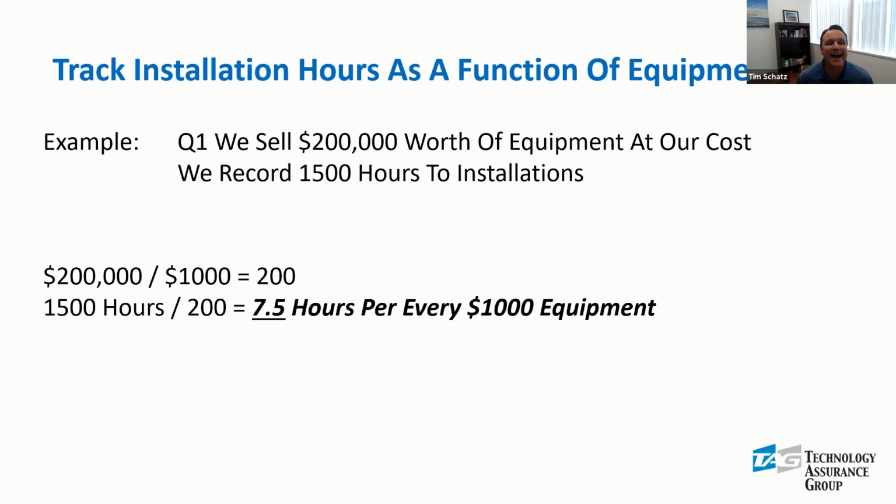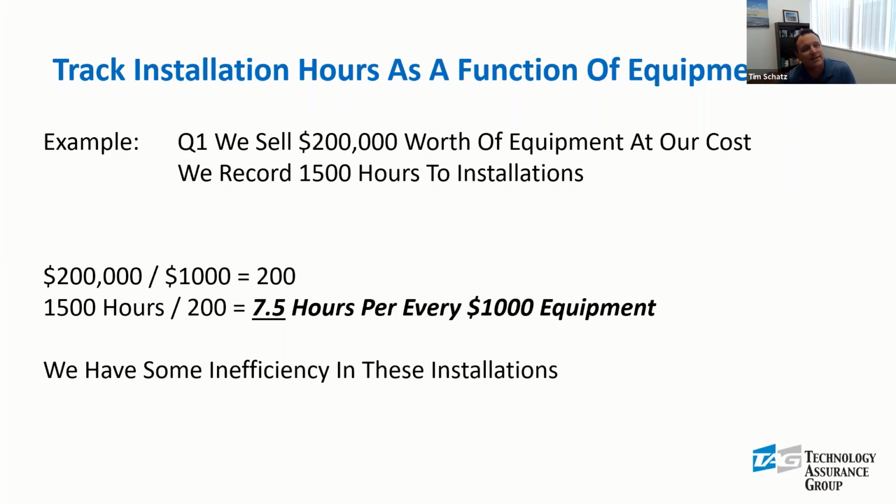If all of last year was right around 6, that's strange. What's happening? Is there a problem? Is there something to look into? Do we have some inefficiency in the installations? We may look into it, and maybe there was one large installation that was just a complete monster that sucked up all of our time. It could be any number of reasons.